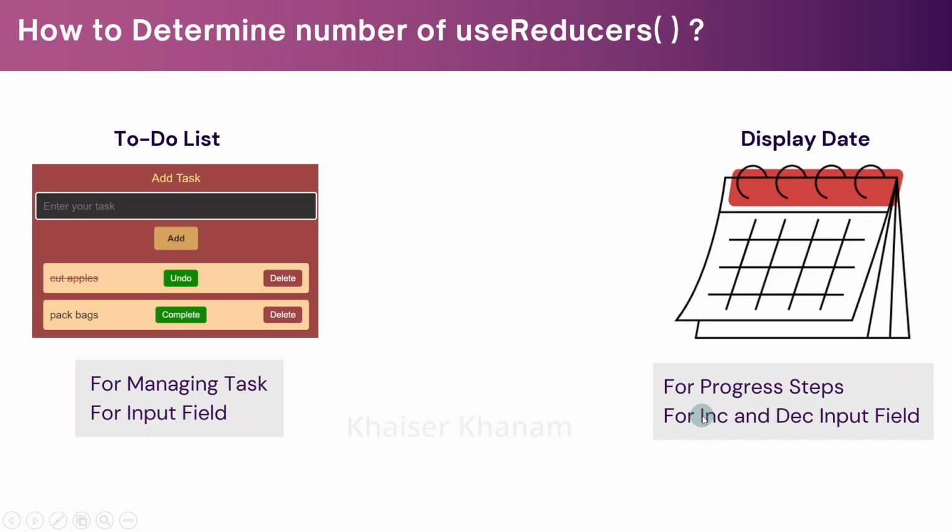But here we have only created one reducer. Inside the to-do list, we have created two reducers and accordingly we have managed the state. But inside this display date project, we have a progress bar and two input fields for incrementing and decrementing the counter. Still, we have only created one reducer, and inside one reducer function we have managed the entire state.